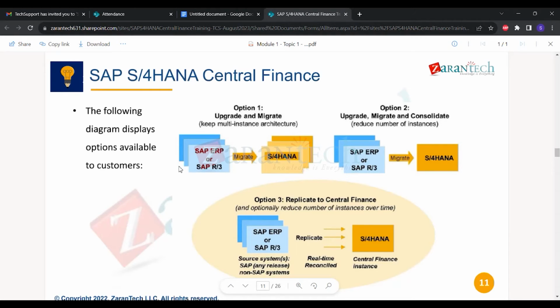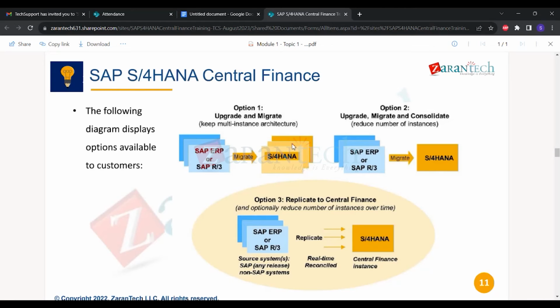So now coming to what are the options available for any customer if they want to transform the processes, and what is the best option for them or relatively easier risk. One is upgrade and migrate. If they are using, let's say, multiple SAP systems, they can migrate to one single S4 HANA system.